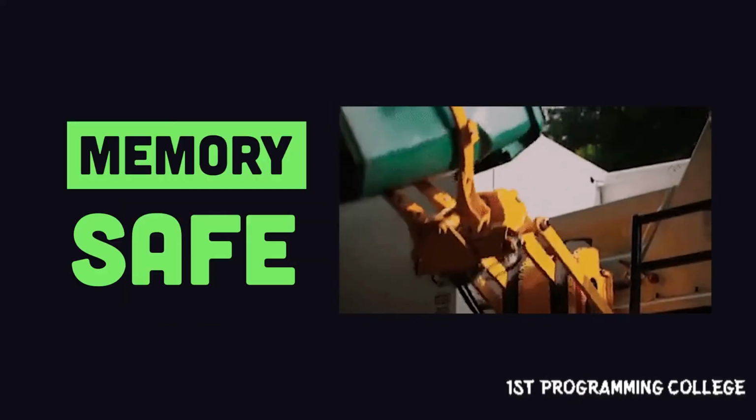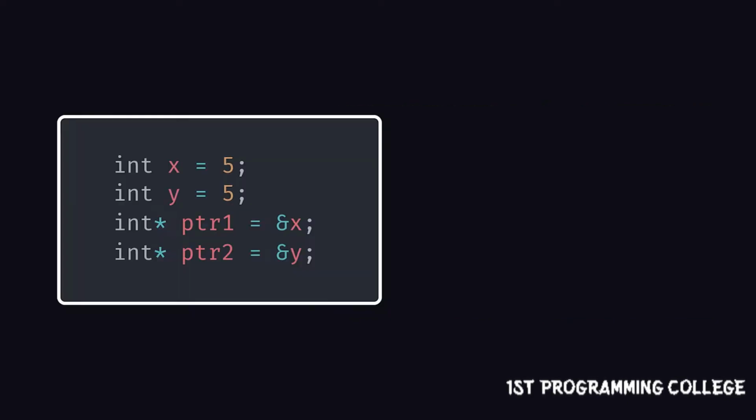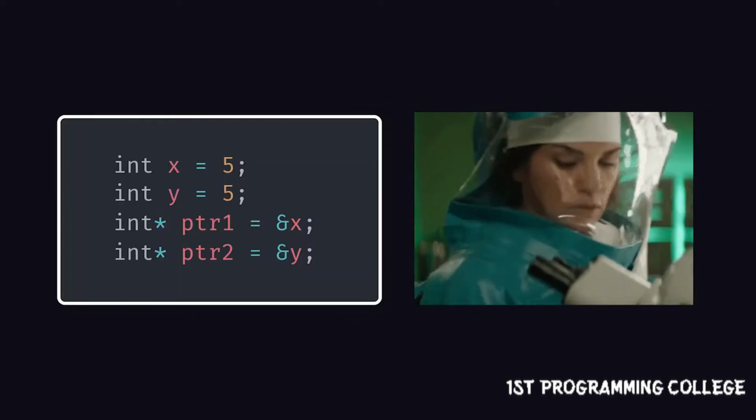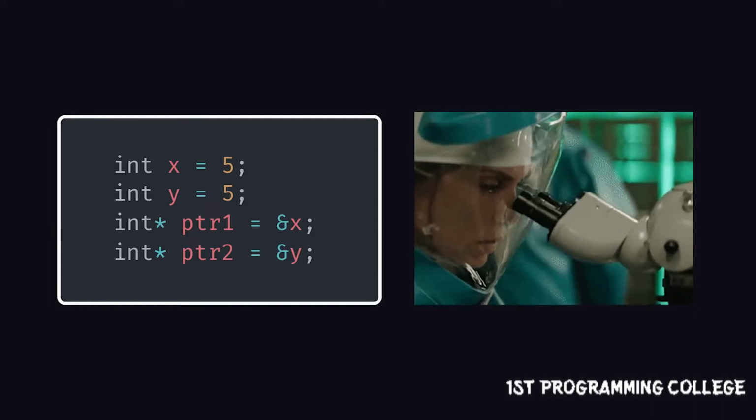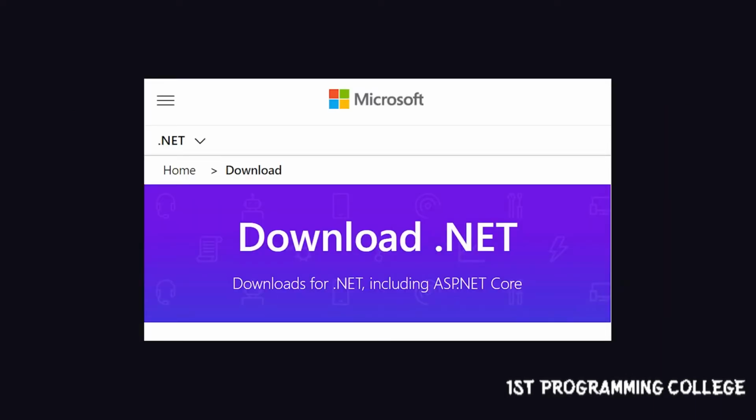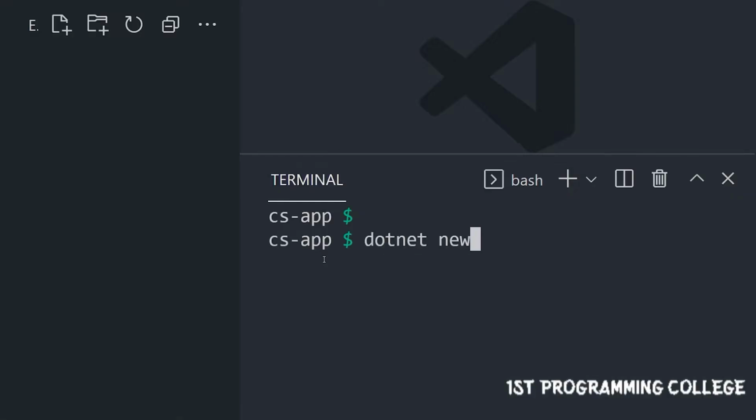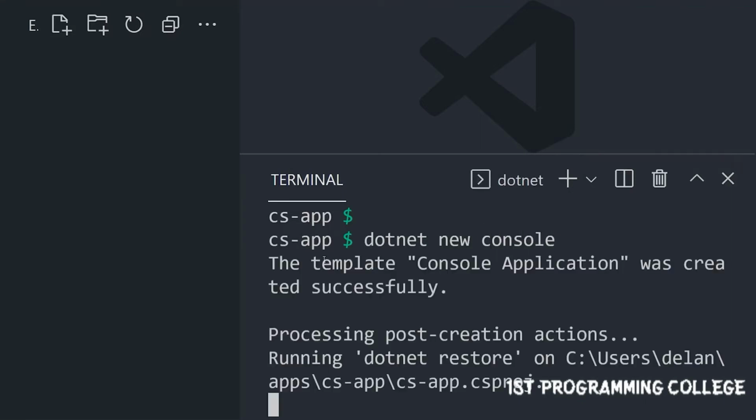It's a memory-safe language thanks to garbage collection, although it is possible to create an unsafe context if you want to allocate your own memory with pointers. To get started, install the .NET Core SDK, then open the terminal to an empty directory and run dotnet new to create a new application.